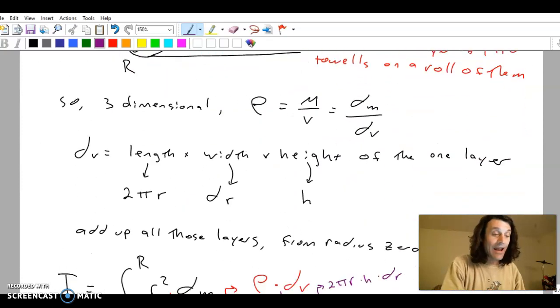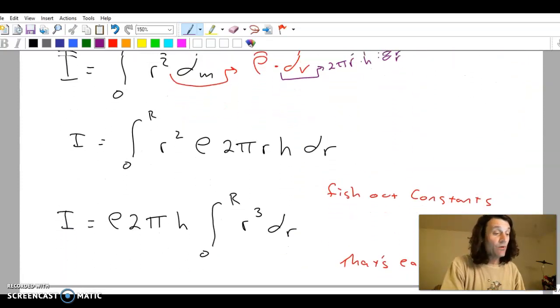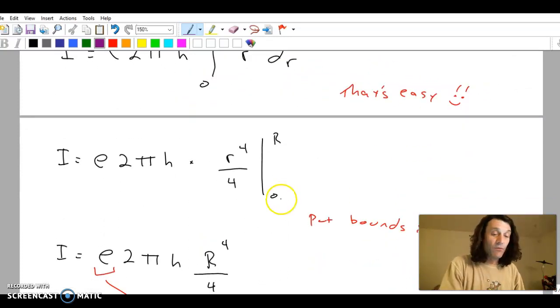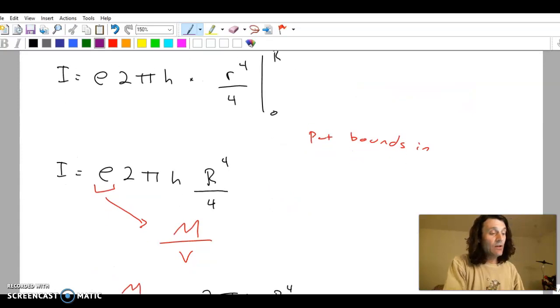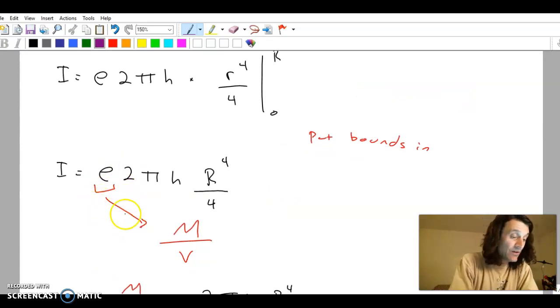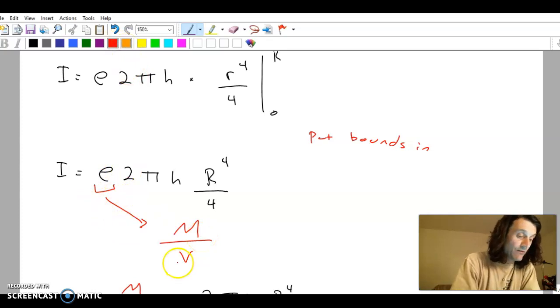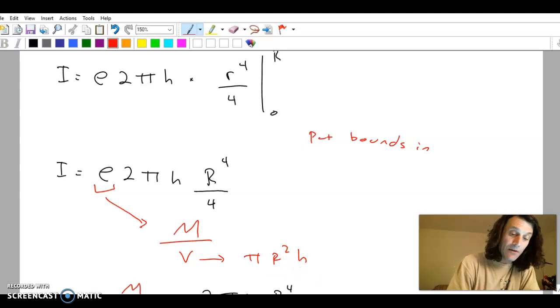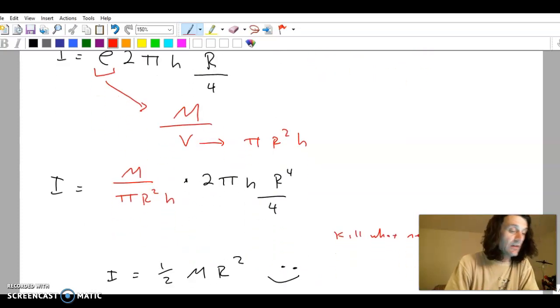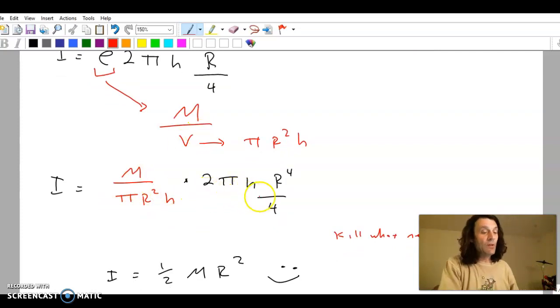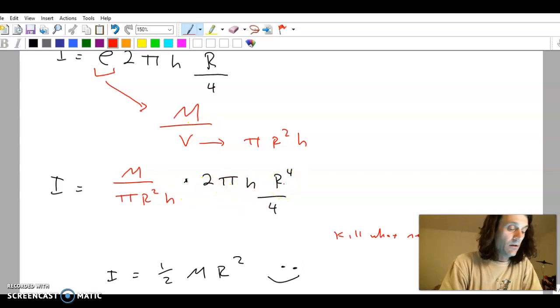That's all you do, just add an h. The sigma becomes a rho, and you add an h. Okay, so that r to the 3rd becomes r to the 4th over 4. Put the bounds in, and you get this. Remember, the density is the mass divided by the volume. This is the volume of the whole entire cylinder, which is pi r squared, that's the area of the circle, times height. There's your 3rd dimension to get the volume, to get the whole thing. So everything that's written in red is that times 2 pi h r to the 4th over 4.